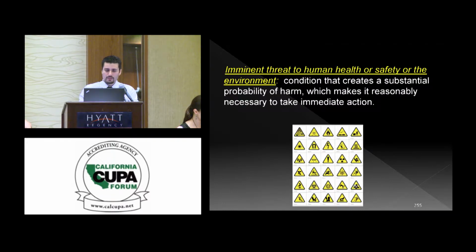So when we talk about the definition, if we go back just a few, when we talked about significant violation, there was also another key word there that was imminent, and that's further defined as well. Imminent threat to human health or safety or the environment is basically a condition that creates a substantial probability of harm, which makes it reasonably necessary to take immediate action. So in the case of, let's say, an unauthorized release, or if there's a recalcitrant violator that hasn't paid the permits or done their testing, how do we know those components are tight, or that the integrity has not been compromised if they haven't been doing their periodic testing? In those cases, the red tag and AEOs are available for use.